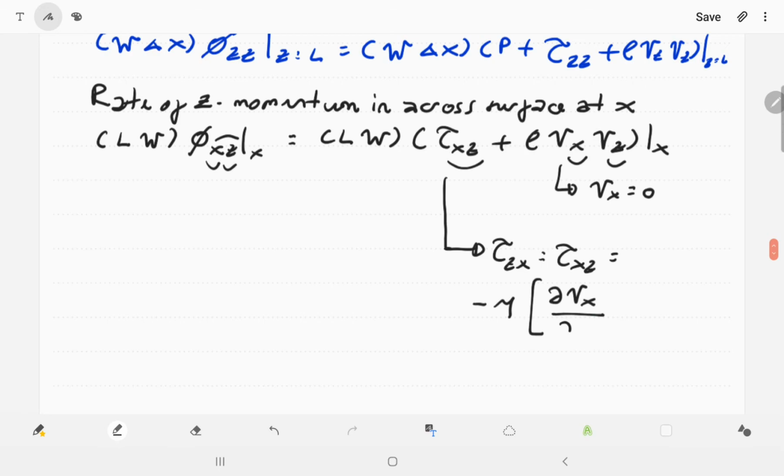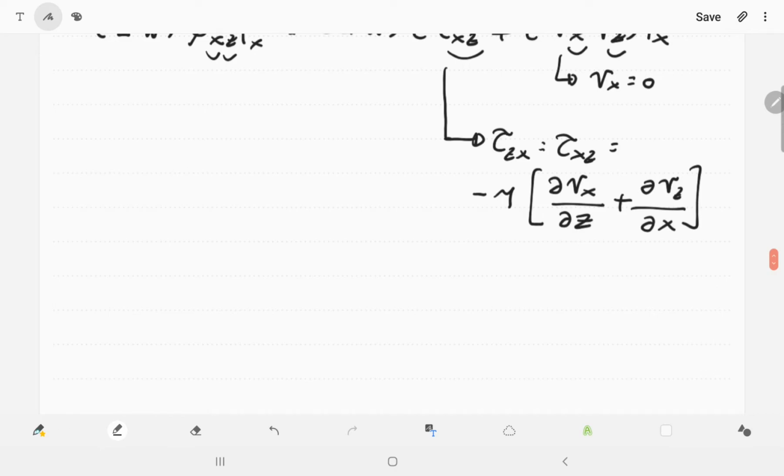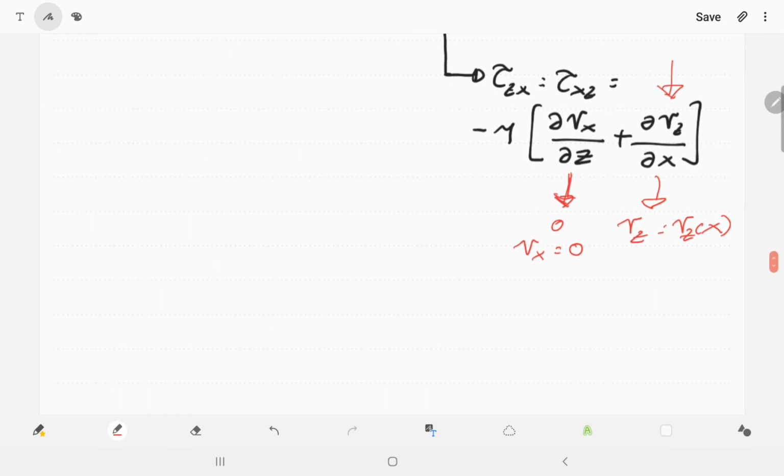del Vx per del Z plus del Vz per del X. Then again we connect this one with the postulations. This will be equal to 0. Why? Because your Vx is equal to 0. This one, on the other hand, is not 0 because your Vz is a function of x. So the derivative of Vz with respect to x is not 0. That one will be the in.